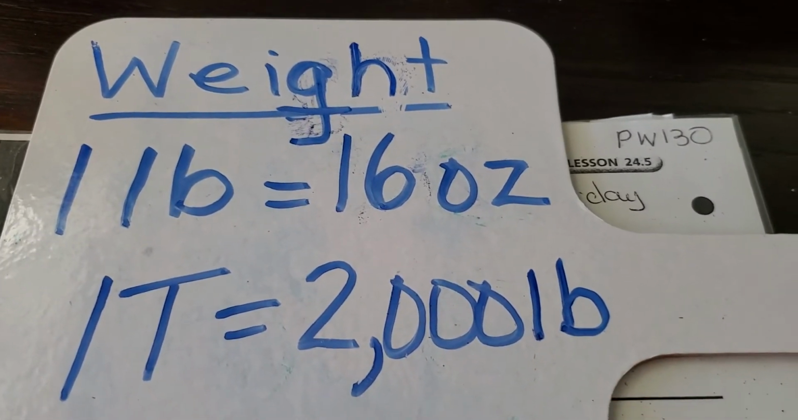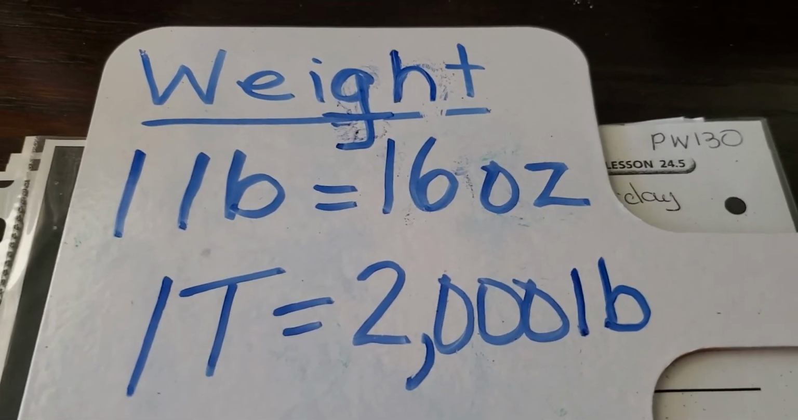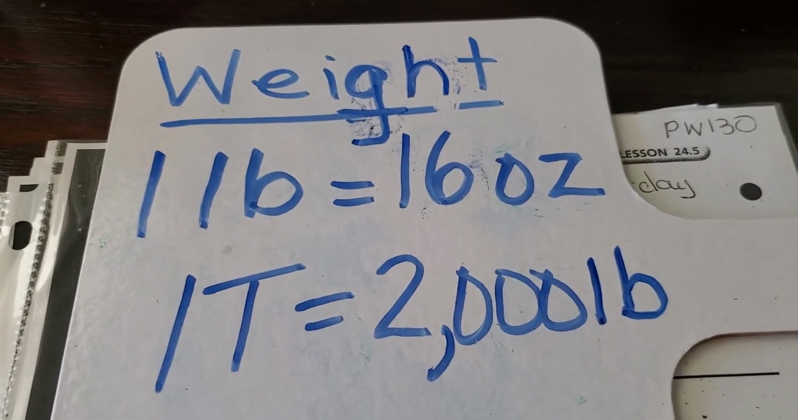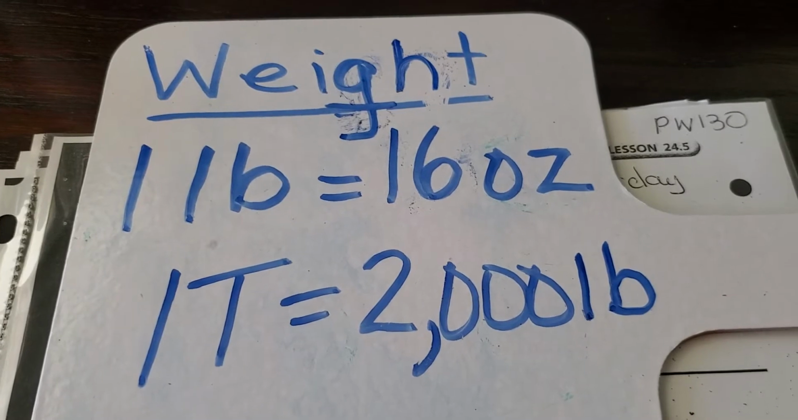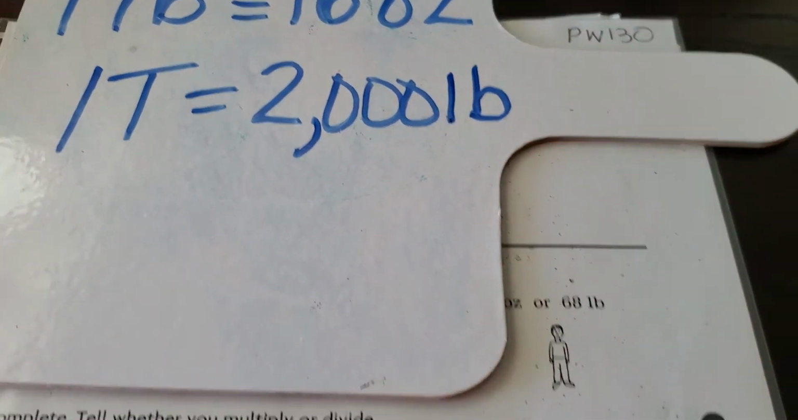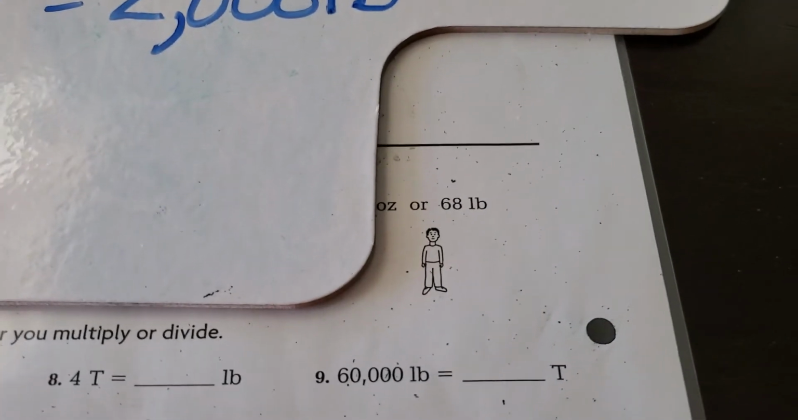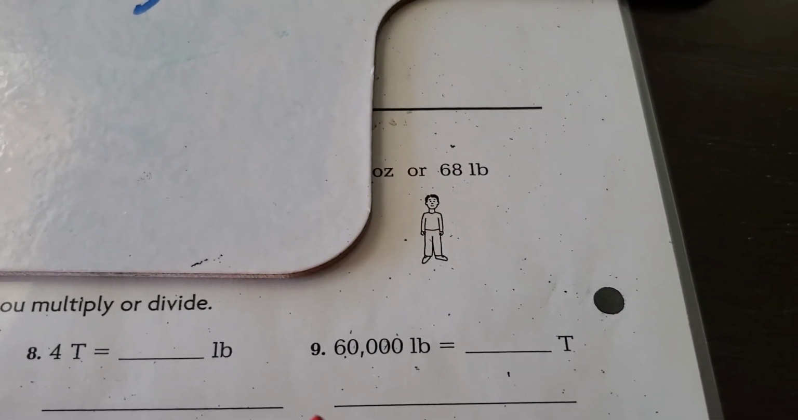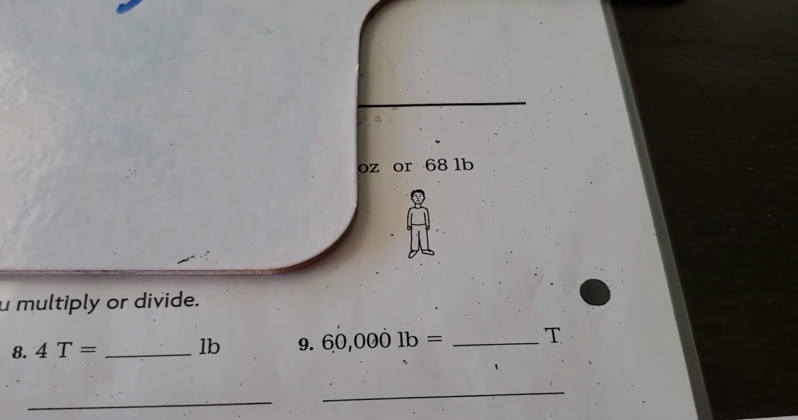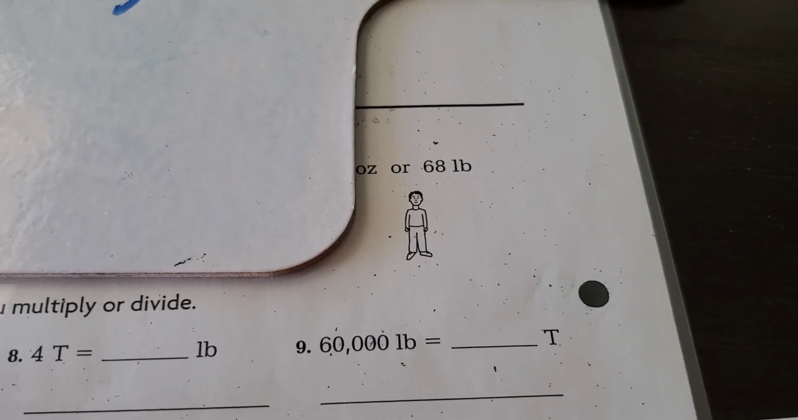All right, so we're looking at the unit of measurement of weight. 1 pound equals 16 ounces and 1 ton equals 2,000 pounds. Okay, so let's look at our first problem, problem number 9 right here. I thought you may have some difficulty doing these, so that's why I'm doing them for you and trying to walk you through them. Maybe it'll help you understand the rest of your paper.